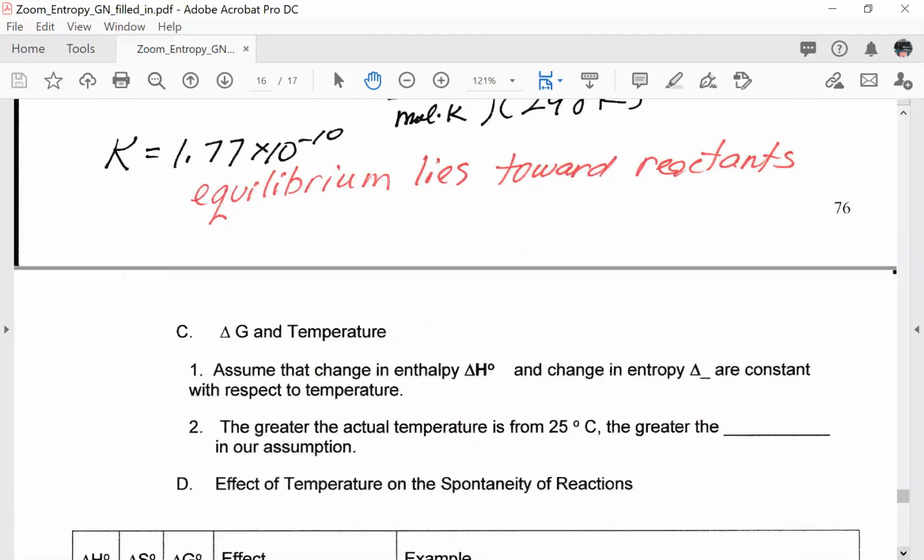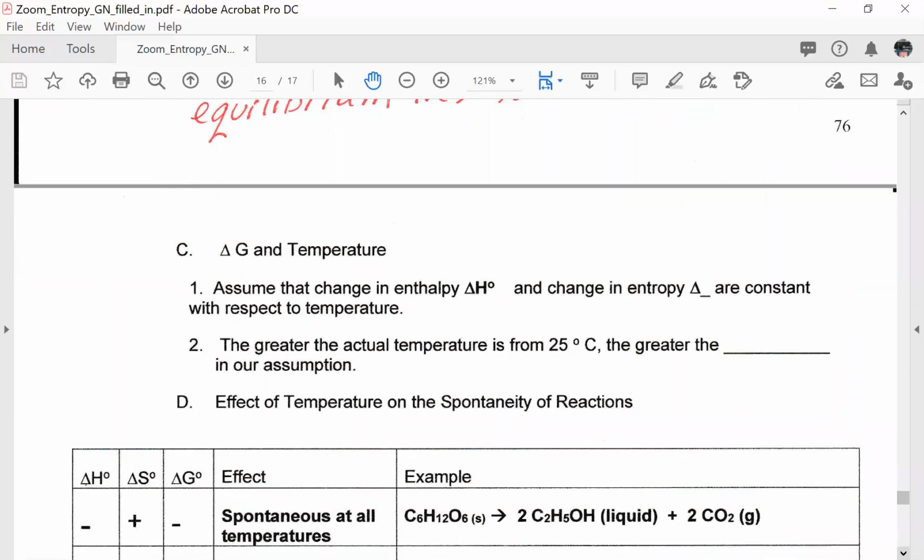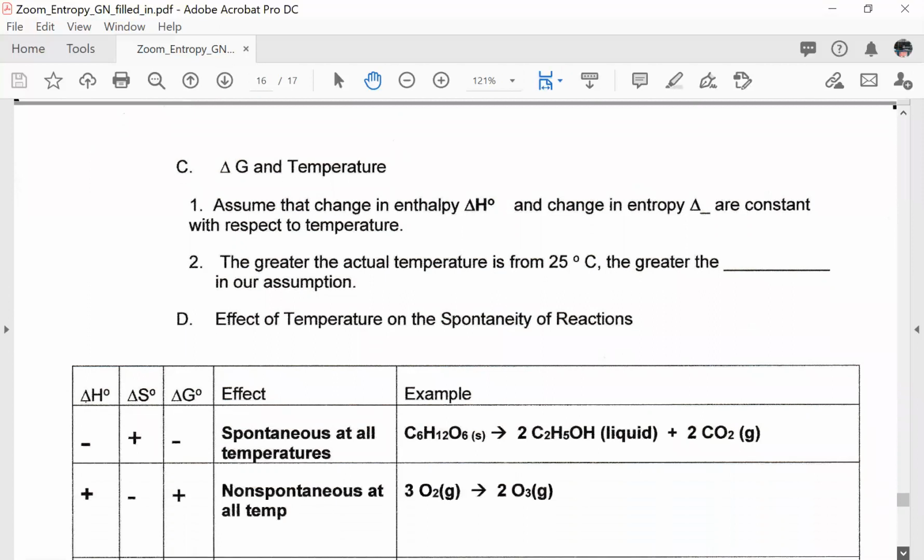So let's look at delta G and temperature. We have a nice little table here.